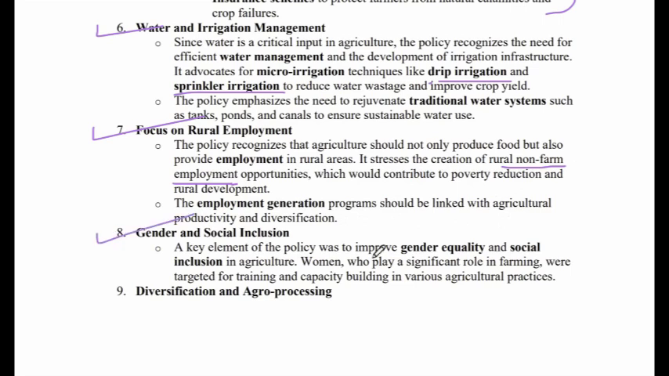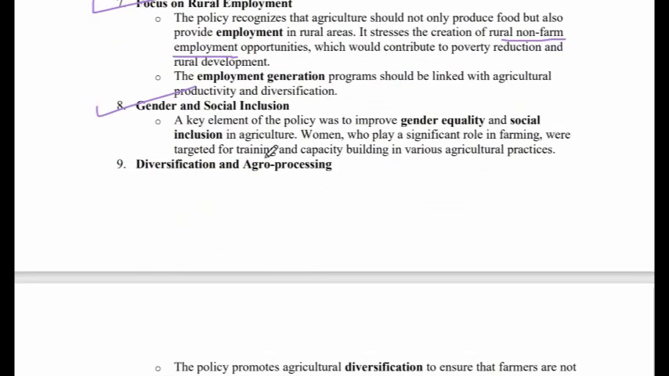Gender and social inclusion. A key feature of NAP is that the policy aims to improve gender equality and social inclusion in agriculture. Women who play a significant role in farming were targeted for training and capacity building in various agricultural practices.